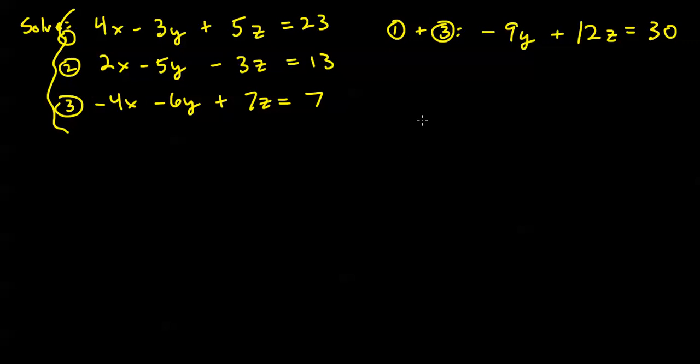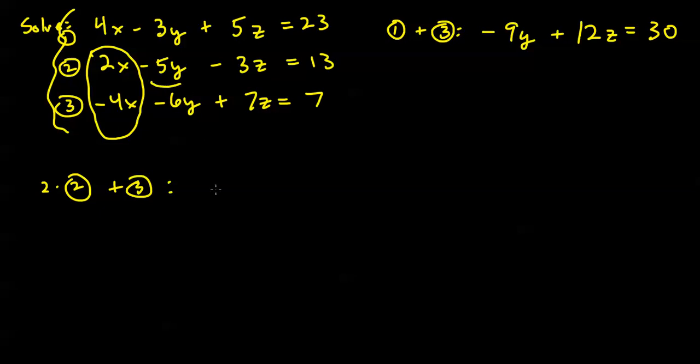And then, let's see, how can I eliminate x from a different pair? I notice if I multiply the second equation through by 2, I can then add that to equation 3 to eliminate the x variable, much like I did adding equation 1 to equation 3. So let me write that down. 2 times equation 2 plus equation 3. Well, that will give me 2 times 2x is 4x, and 4x minus 4x is 0. The x's cancel out.